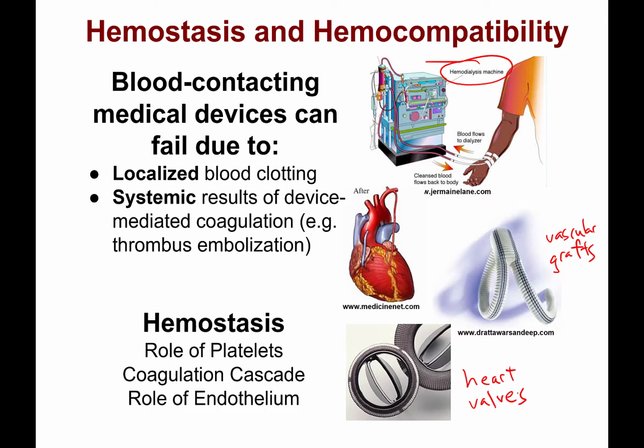So all these devices can fail due to localized blood clotting, so it's blood clotting on the surface of the material, or due to systemic effects. These could be the results of device-mediated coagulation, specifically thrombus embolization. That's when a piece of blood clot breaks off and then travels to an organ downstream from the device. Also, of course, hemostasis is critical in this process, so we have to consider the role of platelets in the coagulation cascade and the role of the endothelium, which is why we talked about the first two before.